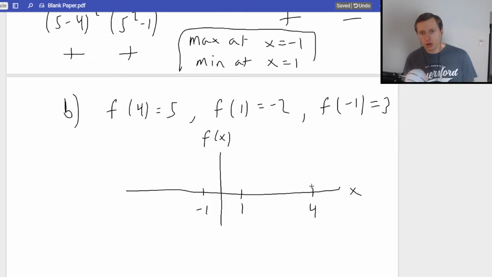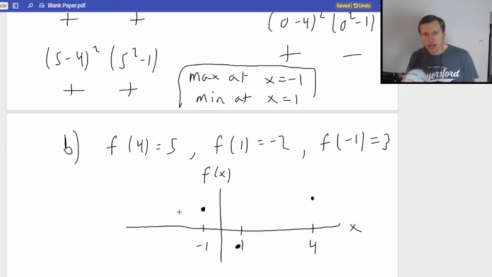I know at 4 the y value is 5. I don't care what exactly it is as long as it's close. It looks something like this. At positive 1 the y value is negative 2, so something down here. And then at negative 1 the y value is positive 3, so something like that. So as long as it's something close, I don't care. This is perfect.